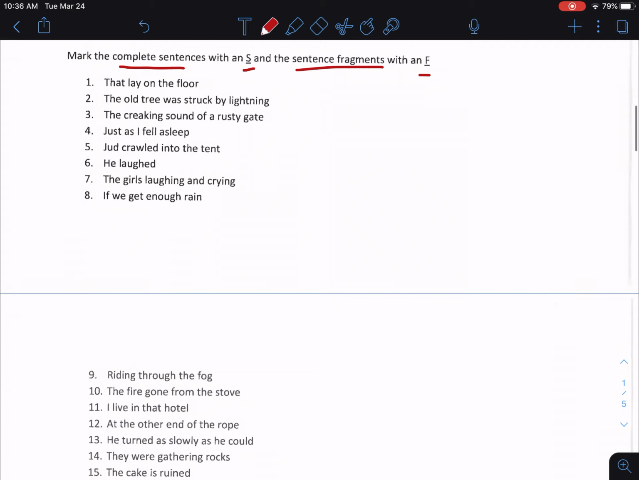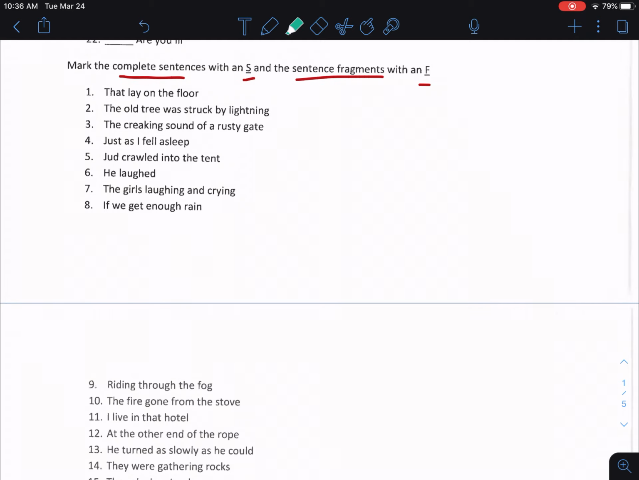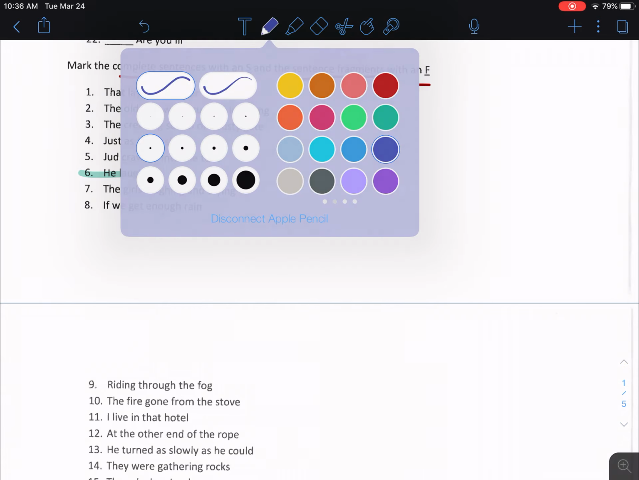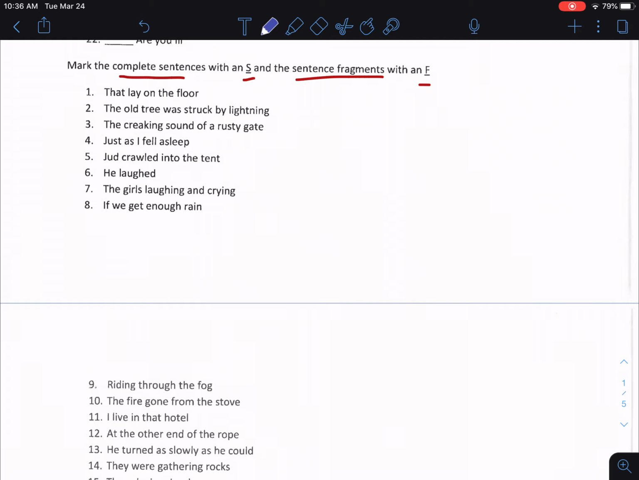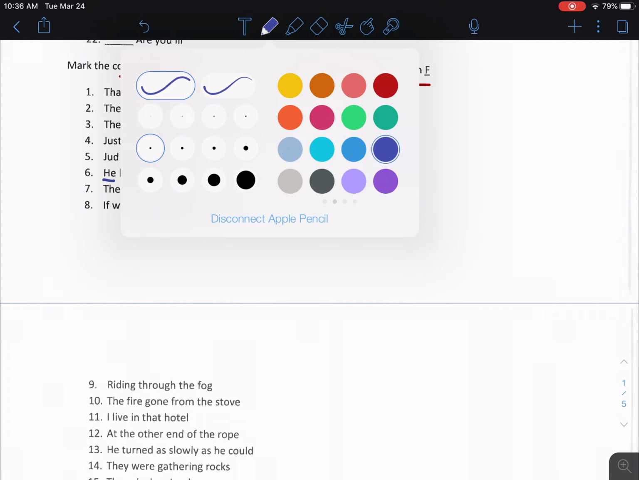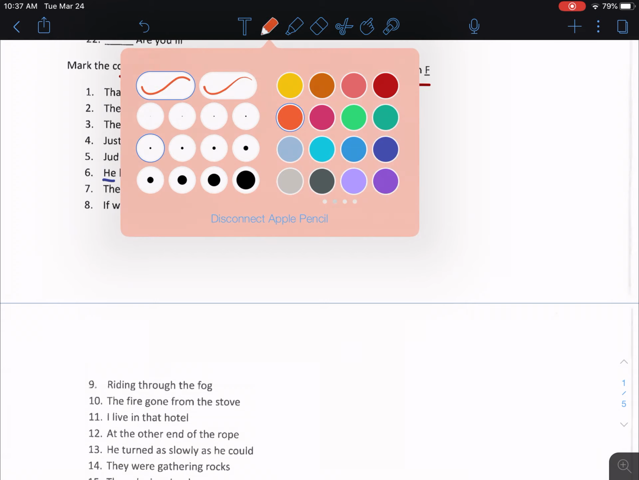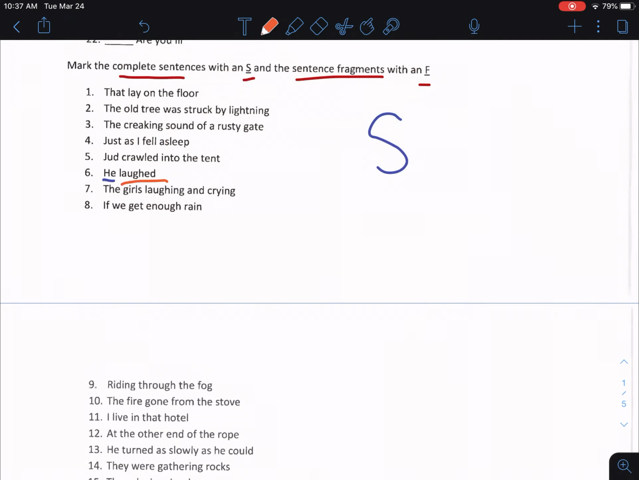So I'm going to start with number 6. He laughed. So let's see. Is there a subject? I'm going to do my subject here in this purplish color. He is the subject. And laughed, I'm going to do in orange because laughed is the verb predicate. So yes, number 6 is a complete sentence. I'm going to put an S right there because it has a subject and a verb. That seems kind of crazy because it's only 2 words for a complete sentence, but it is.